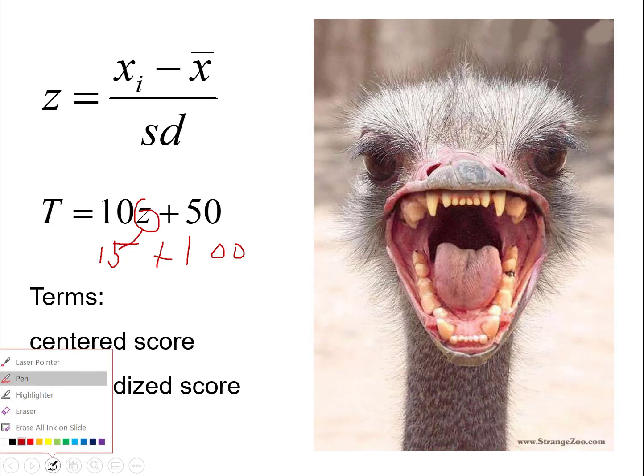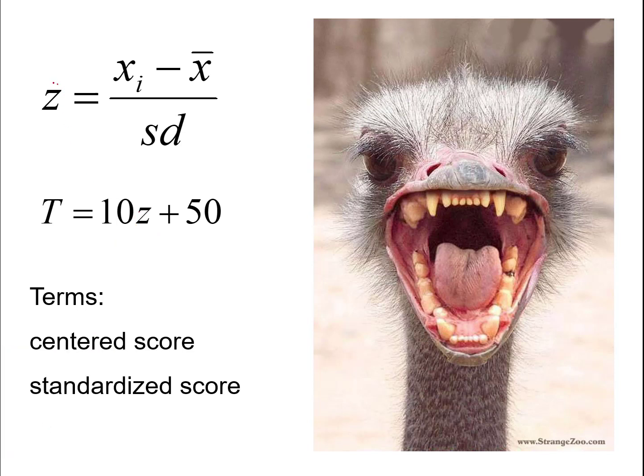So the basic formula simply goes like this. I take my z-score and multiply it by whatever value I want to be the standard deviation for my new scale. And then I add to that whatever the mean is that I want for my new scale. And I get a new scale that has the desired standard deviation and the desired mean. And all of these scales, I'm going to call standardized scales.